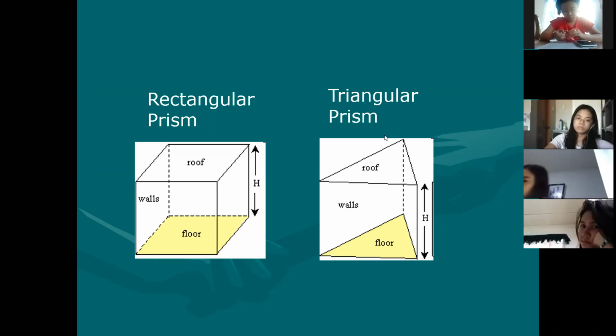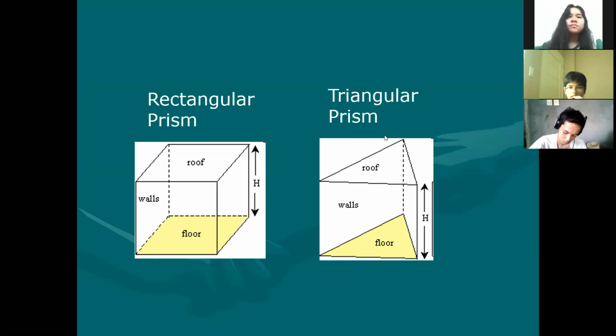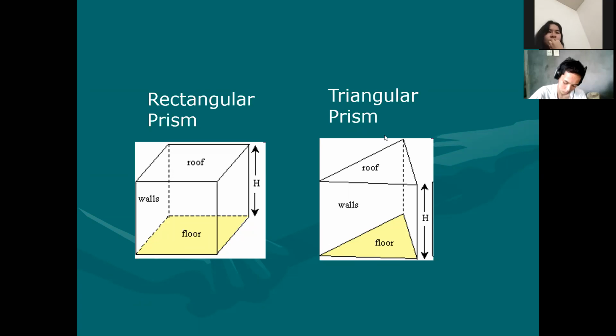How about Al? Do we have Al? Al, what is your stand on it? The difference between a prism and a pyramid. What I think is, since a prism has rectangular faces, then pyramids have triangular faces. Very good. And that's just what I want you to look at, class. Thank you, Al, for stating the obvious.